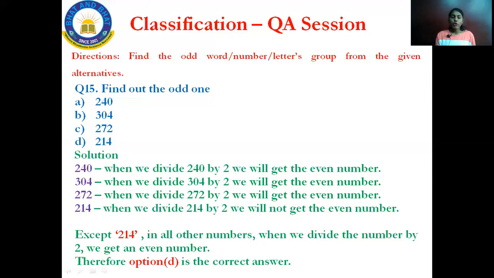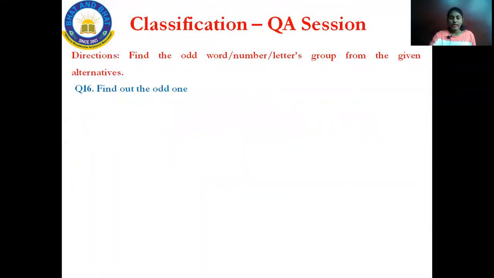Now compare with the options. If I divide 240, 304 and 272 by 2, I'll be getting the even number, but if I divide 214, I'm not getting the even number. So what is the correct option? Option D is the correct answer. This is how you have to analyze, and then you should solve it, and move on to the next question. Question number 16. Find out the odd one. Your options are 2 to 8, 3 to 27, 4 to 32, and 5 to 125.